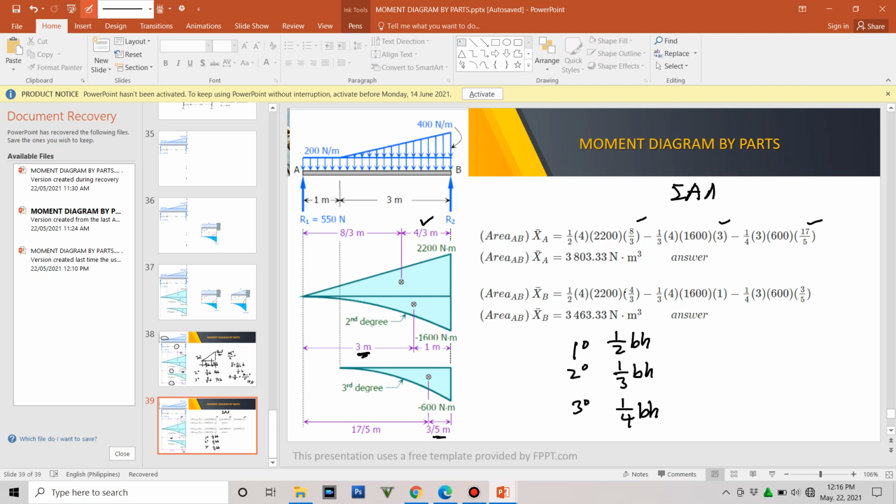Okay, so we found the answers for that problem. So this ends our topic on moment diagram by parts. So it's quite simple, but I suggest that we have a practice for you to perfect the procedure. Okay, so with this, thank you and have a good day.